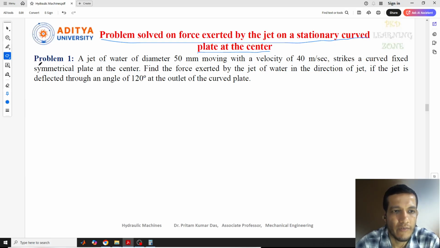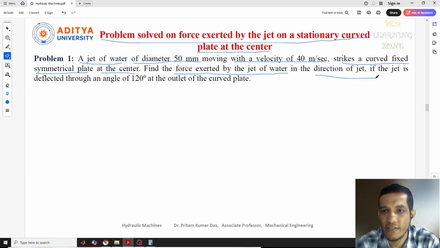The problem here: we have taken a jet of water of diameter 50 millimeter moving with a velocity of 40 meter per second and strikes a curve plate, a symmetrical plate, at the center. Find the force exerted by the jet of water in the direction of jet. We also need to consider that the jet is deflected through an angle of 120 degree at the outlet of the curve plate. So this is the deflection angle given at the outlet of the curve plate.